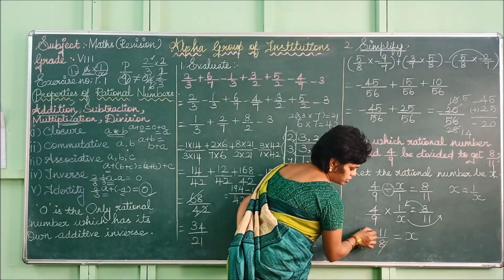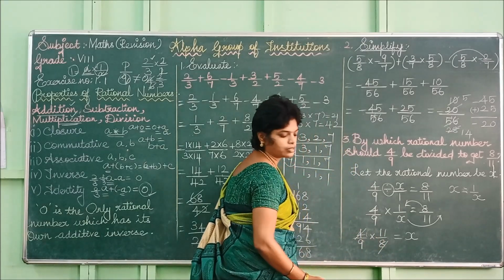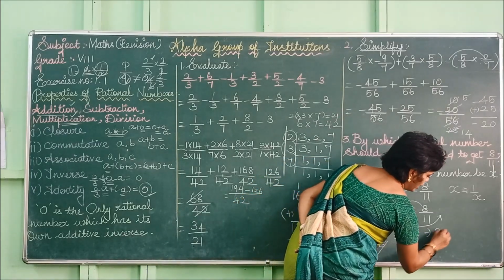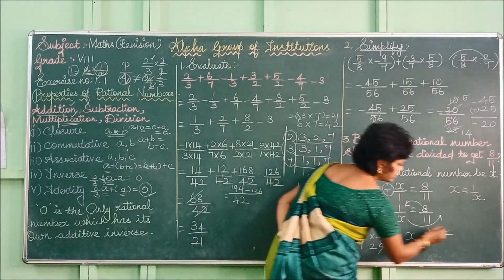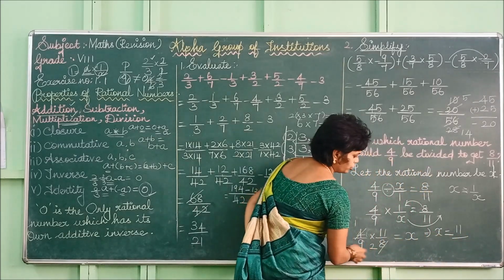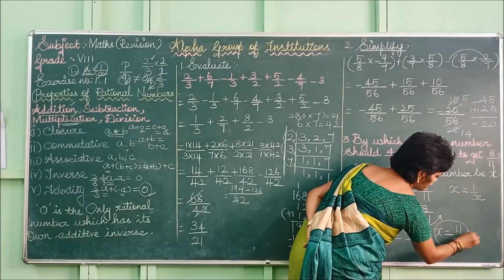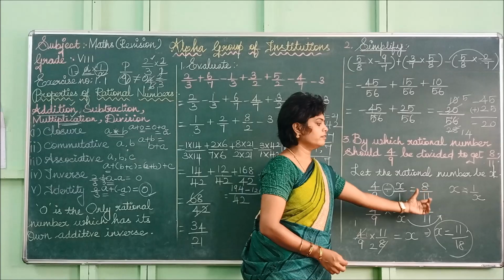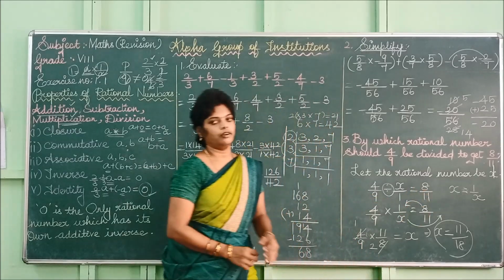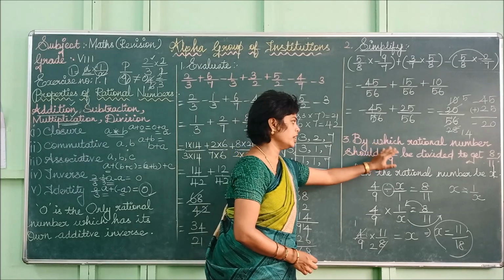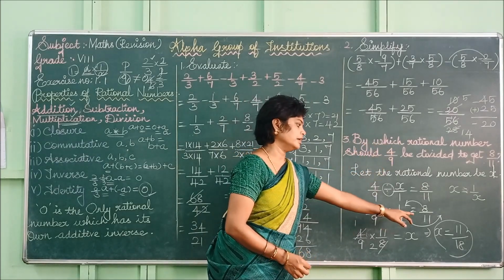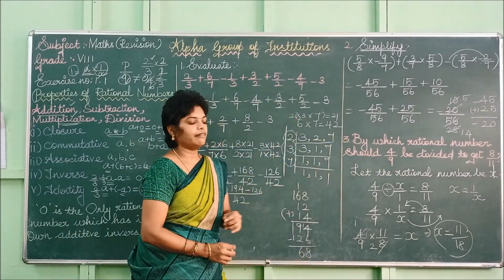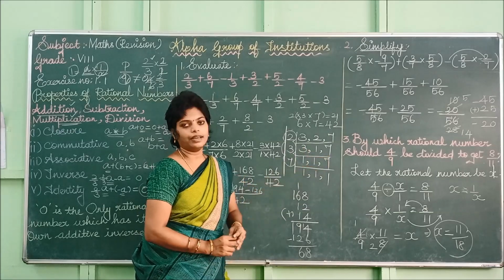So cancel the terms. It is in the operation of multiplication. You can cancel numerator as well as denominator. 1 time, 2 times. So what is your result? X is equal to 1 into 11 is 11 divided by 2 into 9 is 18. So our result is x equal to 11 by 18. You can substitute the value here and check whether the answer is 8 by 11 or not. So 4 by 9 divided by 11 by 18 gives the result 8 by 11.